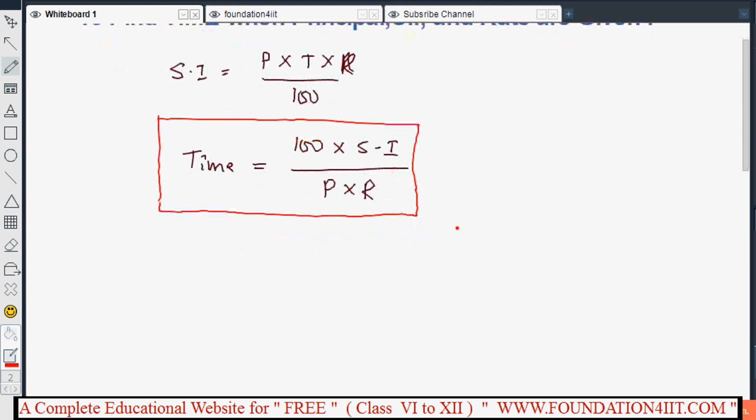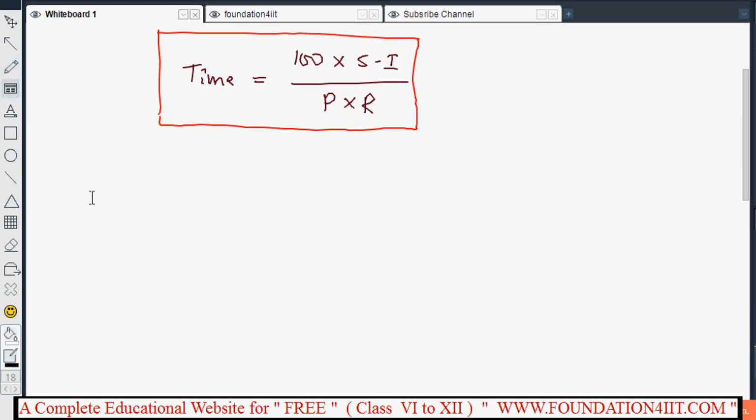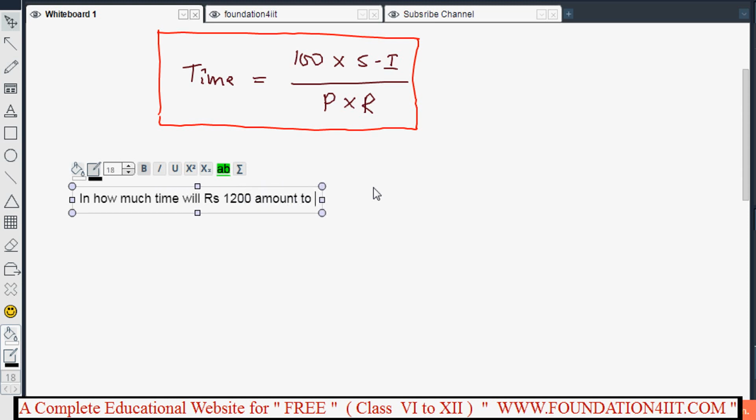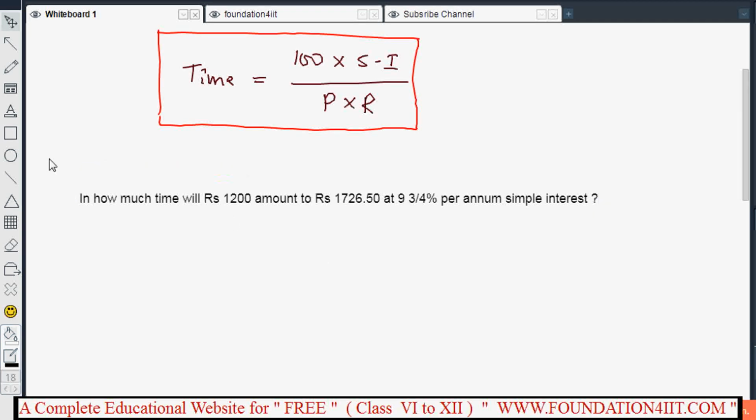Okay. Now we'll solve the problem. So two questions I'll tell you. In how much time will rupees 1200 amount to rupees 1726.50 at 9 3/4% per annum simple interest? So they'll mention problems based on this: in how much time. So time we have to find out.